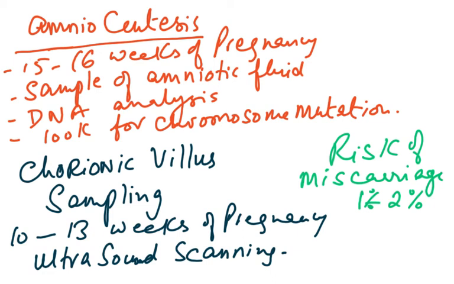There are two ways by which we can test the unborn child. One is called amniocentesis and the other is called chorionic villus sampling.